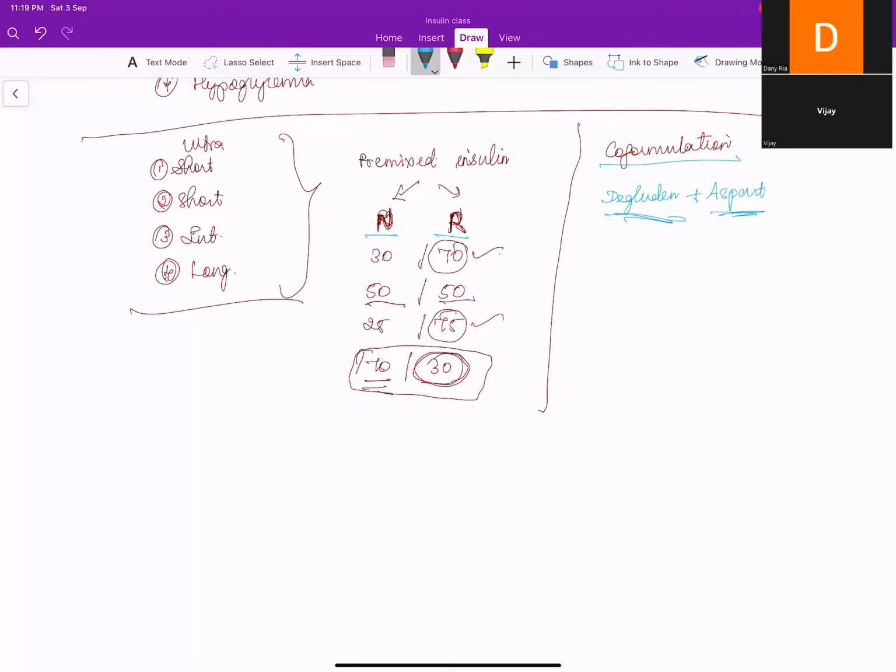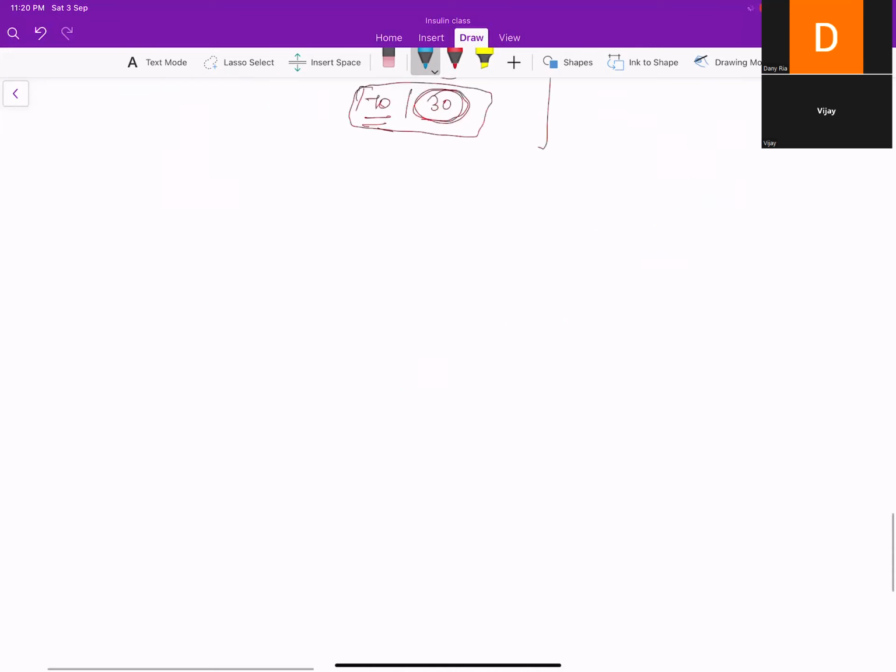So co-formulation is nothing but a combination of long-acting as well as ultra-short-acting analogs. But the thing is, they both never mix. It comes as insulin degludec and aspart, IDegAsp. It's a co-formulation. Premix is N and R. Co-formulation is degludec and aspart, like that. Okay. So this is about the basics.